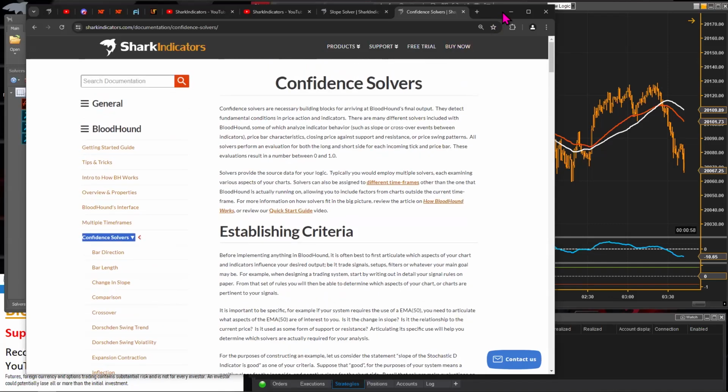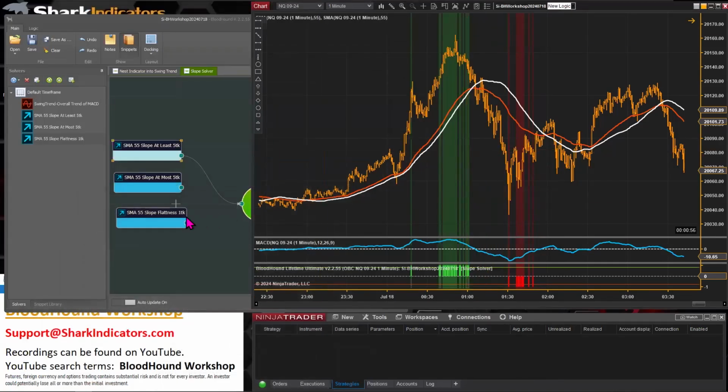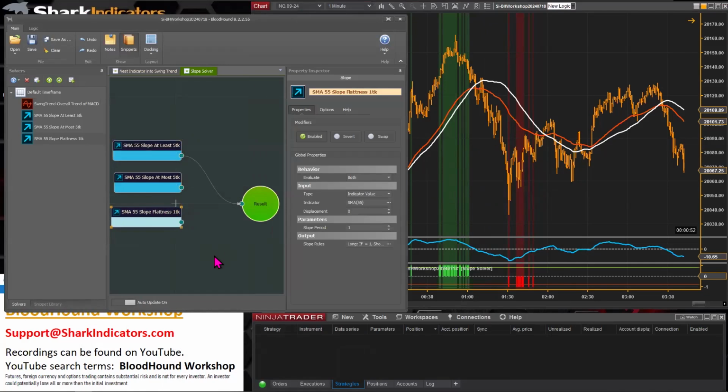All right. Okay, so getting back to the slope solver here. And let's see, so what is next to do?